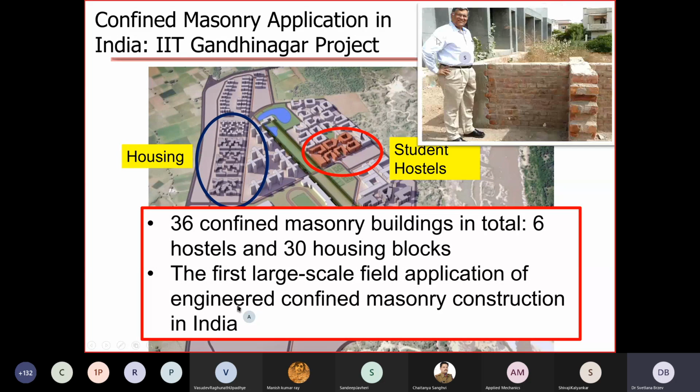You probably know him or know of him, Professor Sudhir Jain. He is the one who proposed the use of confined masonry on this campus, and he had a very hard time explaining what confined masonry is to concerned engineers and anybody implementing the project. So he arranged for construction of a sample wall to demonstrate how confined masonry construction looks, since there were no other examples. These photographs were taken in 2013, before the construction of the campus started.